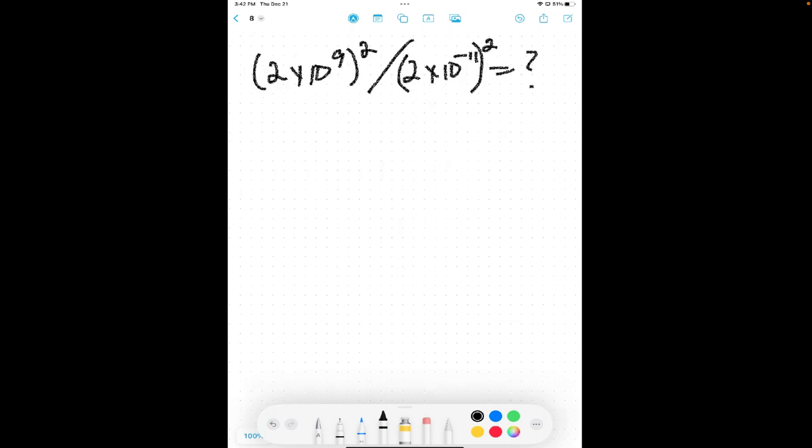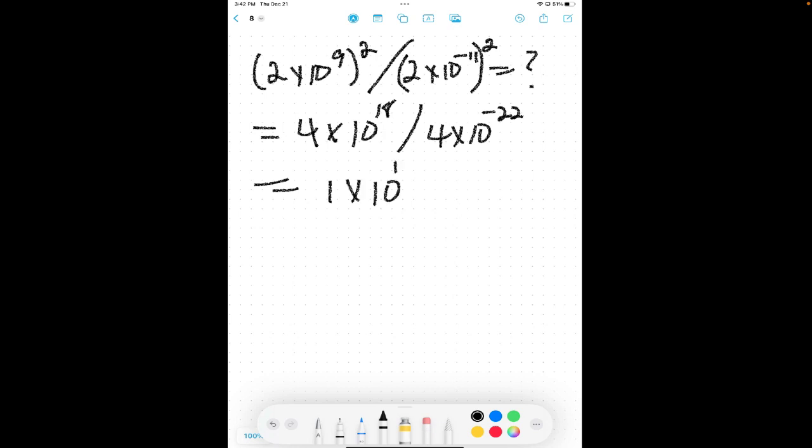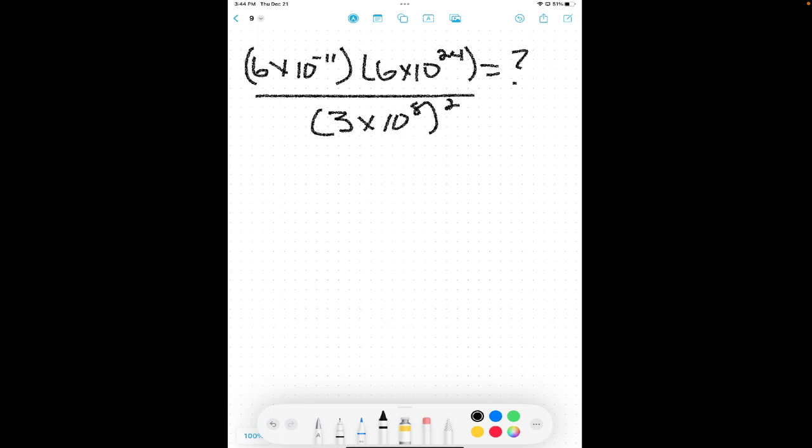All right, adding a little bit extra complexity here. Our numerator will evaluate to 4 times 10 to the 18 divided by 4 times 10 to the minus 22, resulting in the number 1 times 10 to the 18 minus a minus 22, with the result 1 times 10 to the 40.